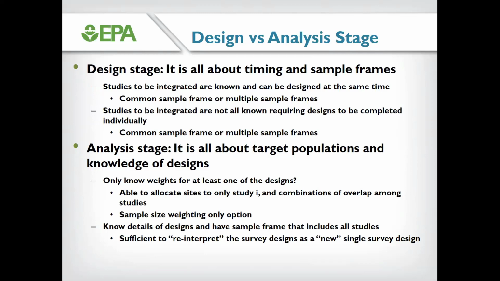If you know all the details about the design, essentially the process is one of saying, okay, I know the details of these two different survey designs. I know how they overlap and a bunch of other things about the sample frames and so on. If you know enough to do that, then one of the things you can do is go back and essentially reinterpret both designs as if they were done as a single design, and essentially redesign it from scratch. That's really the approach that you can take.